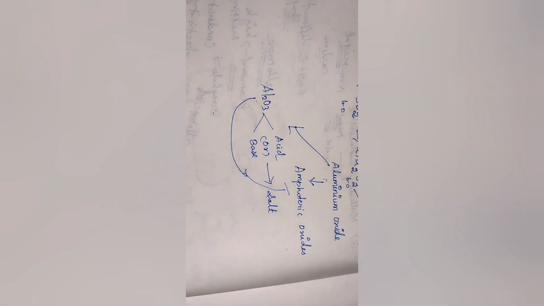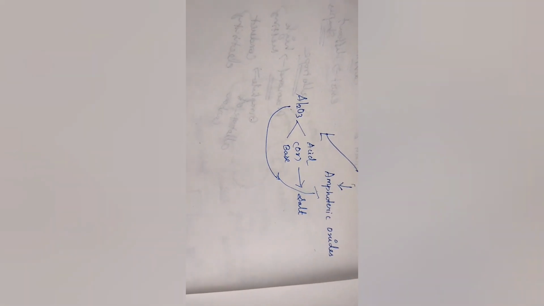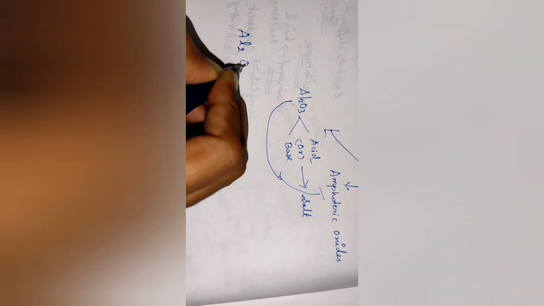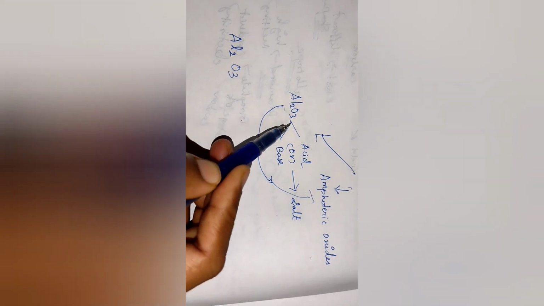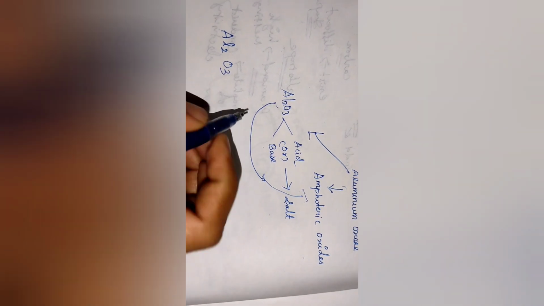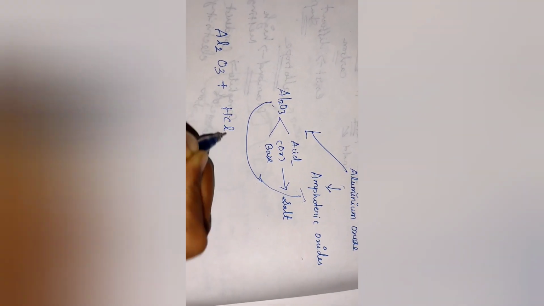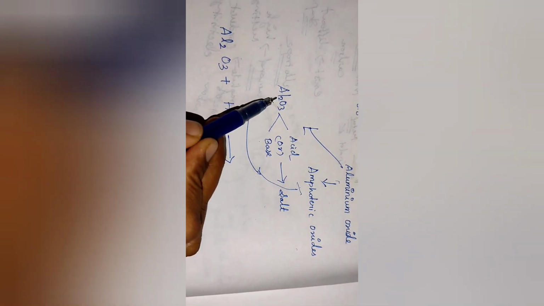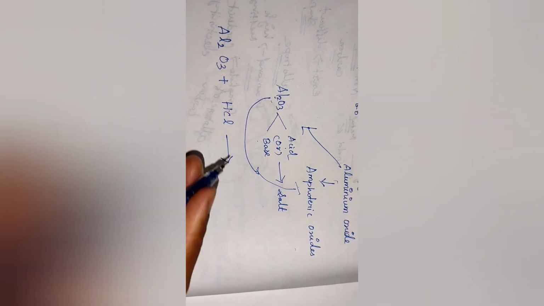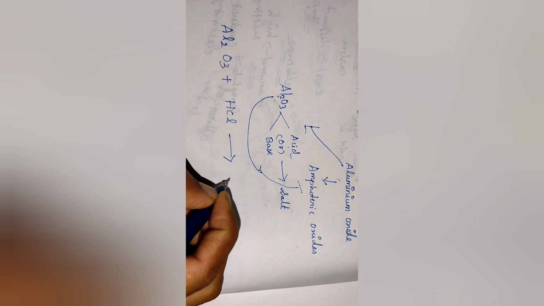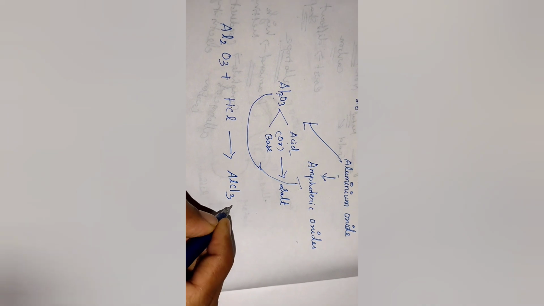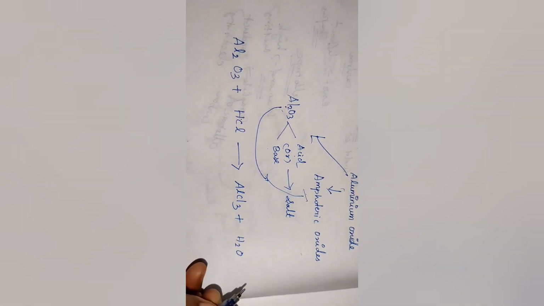Now I will show that through an equation. Okay, I'm taking aluminium oxide. What is the formula for aluminium oxide? Al2O3. So this aluminium oxide has to react with either acid or base to give salt. First the acid I am going to take: hydrochloric acid, HCl. Oxide is reacting with acid to give salt. What salt shall I get? Aluminium chloride, AlCl3, plus water molecules will be liberated.